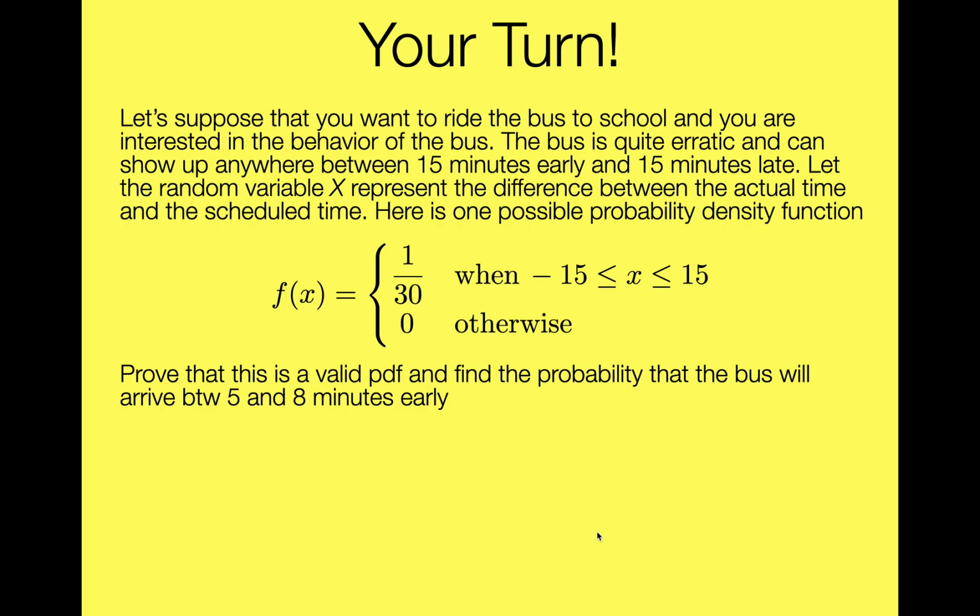So last one. Finally, we get to your turn. I give you an example here. The example is uniform. Okay, and so walk through the example, prove that it's a valid PDF, and find the probability that the bus will be between 5 and 8 minutes early.